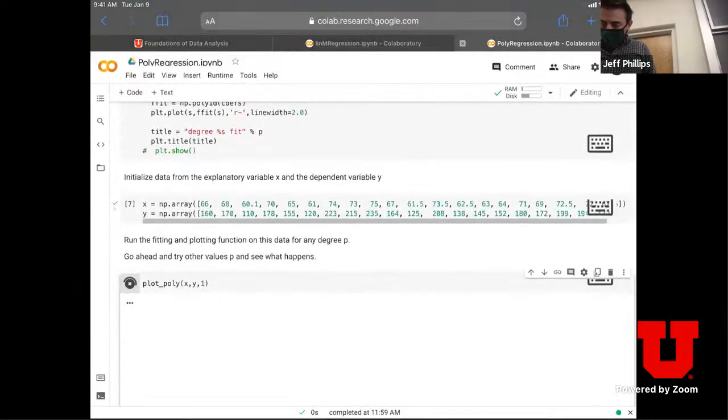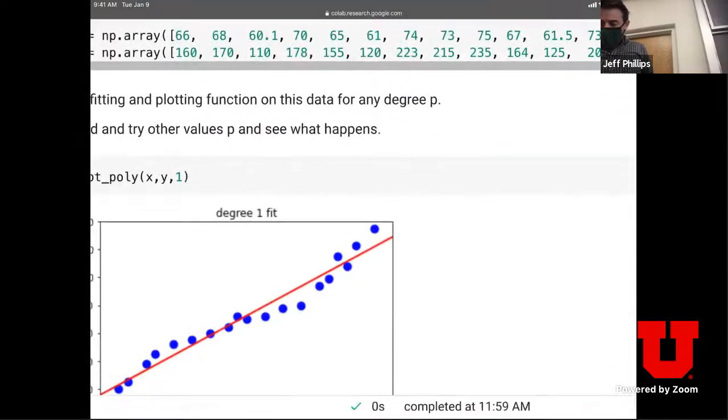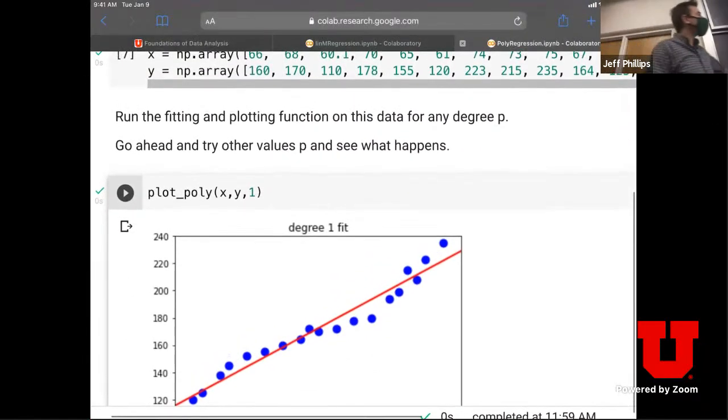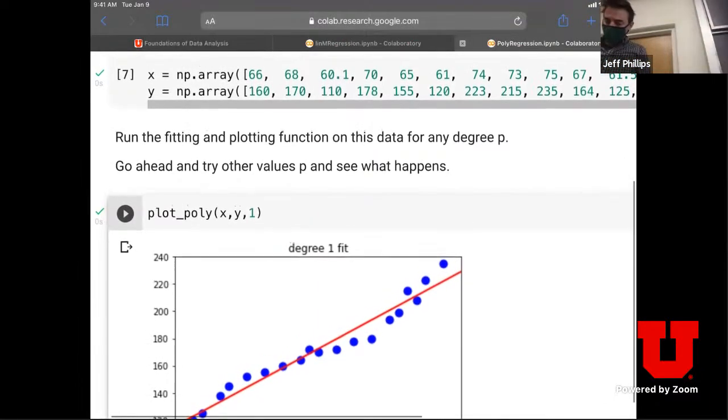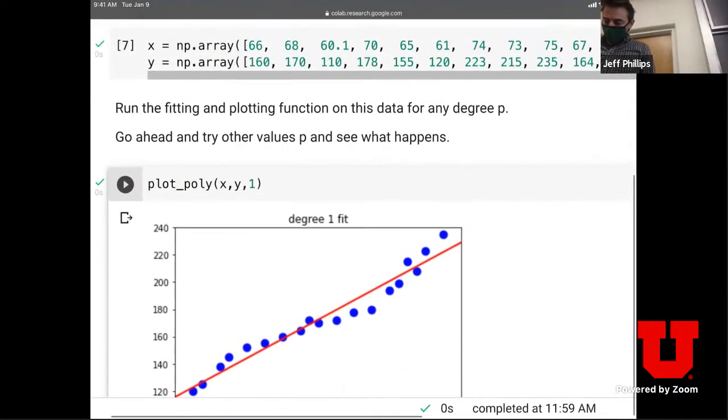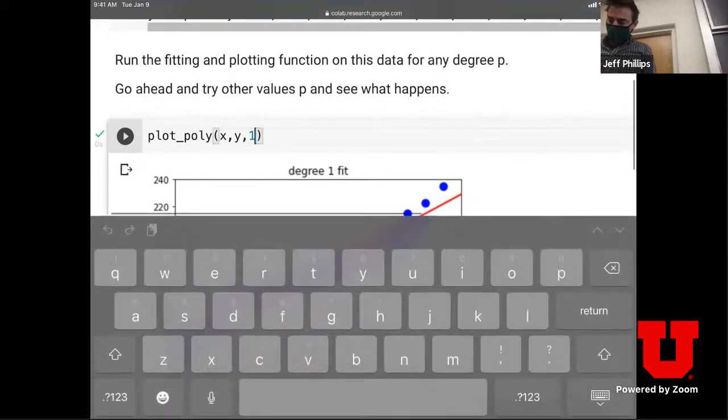Okay, and let's see what happens. Right, so when I put p equals 1, I get this line, this linear fit. Okay, if I do p equals 2.